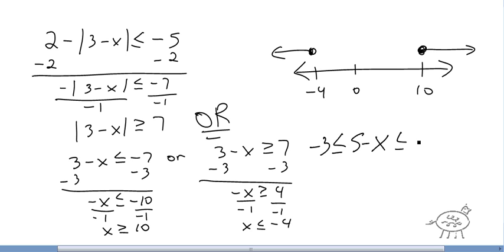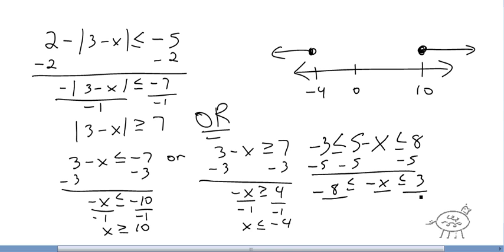All right, so if I would have a problem where I'd have 5 minus x is between negative 3 and 8, it's going to be the same idea. You're going to subtract 5 from both sides, or from all three sides. You get negative 8 less than or equal to negative x, less than or equal to 3. And remember, when you divide by a negative, you will flip the inequality signs around. So it's going to be 8 greater than or equal to x greater than or equal to negative 3.